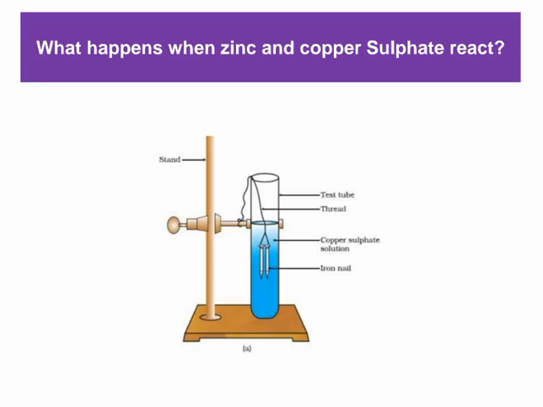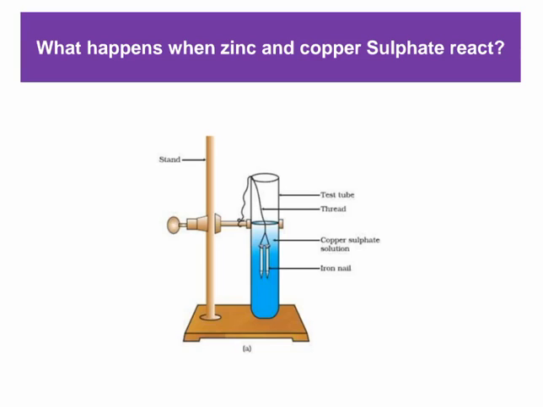Step 1: take 3 iron nails and clean them by rubbing with sandpaper. Dear students, step 2: take 2 test tubes marked as A and B. In each test tube, take about 10 milliliters of copper sulphate solution. Keep in mind, in each test tube take about 10 milliliters of copper sulphate solution.